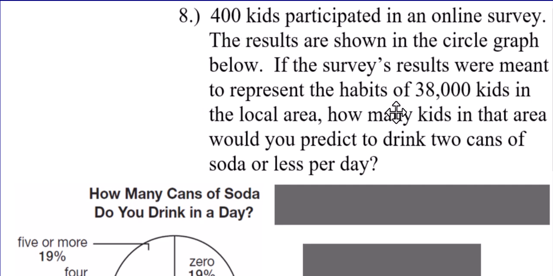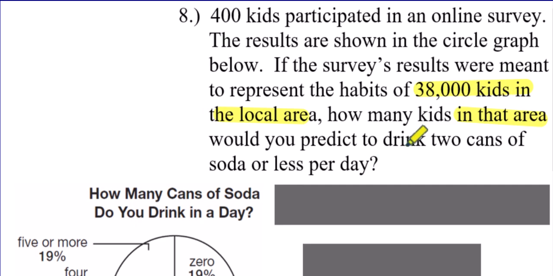All right, problem number 8. This was a little tricky because they gave you 2 totals. The 400 are just the survey, but we want to know how many kids in that area you would predict to drink 2 cans of soda or less per day out of 38,000. So I hope that you did not accidentally use 400 for your base, for your total, because we need to know how many kids out of 38,000 kids in the local area. See, it literally says how many kids in that area, not just how many kids who did the survey, but how many kids in that area.